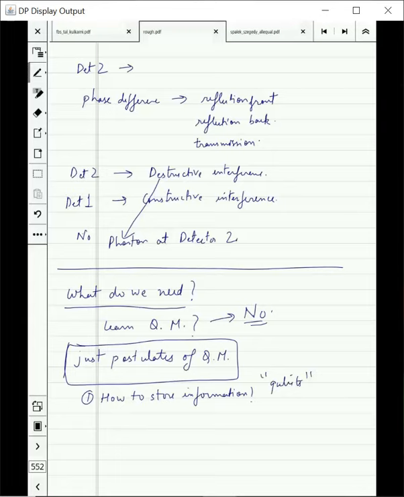The second thing would be, what kind of operators can we apply on these qubits? You have information, but how can you manipulate your information? And we will see that the second postulate gives us the description of these operators. How can we manipulate information? That is what the second postulate describes.